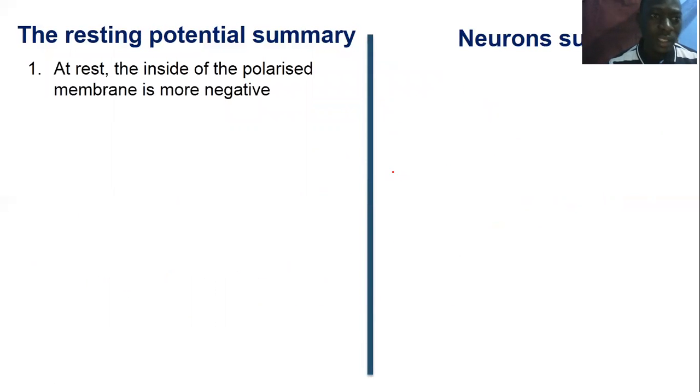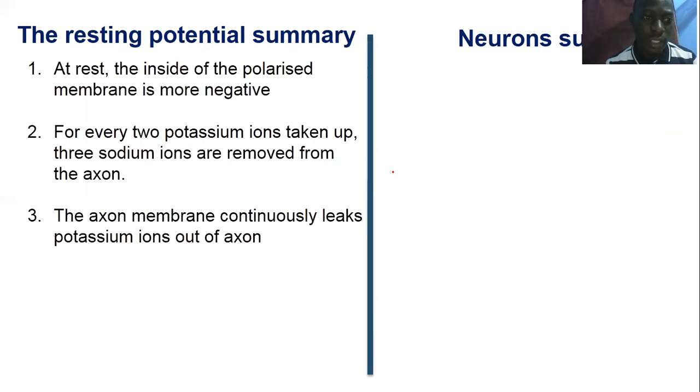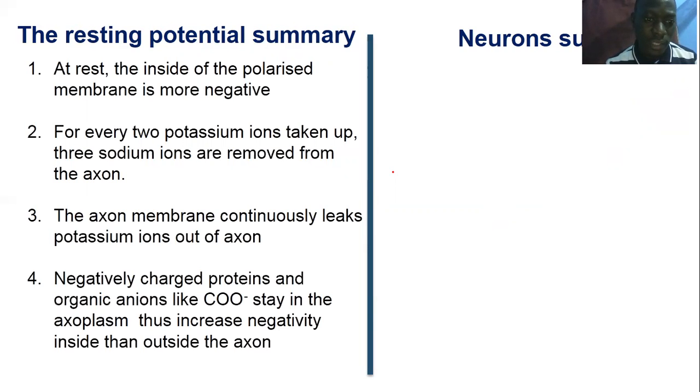Now, in summary, the resting potential means that at rest the inside of the membrane is polarized, that is, more negative. For every 2 potassium ions taken up, 3 sodium ions are removed from the axon, and the axon membrane continuously leaks potassium ions out of the axon. Also, you have negatively charged proteins and organic ions inside the axon membrane.